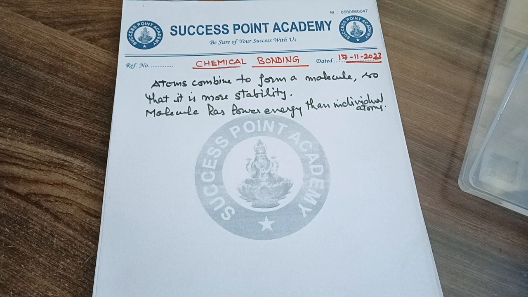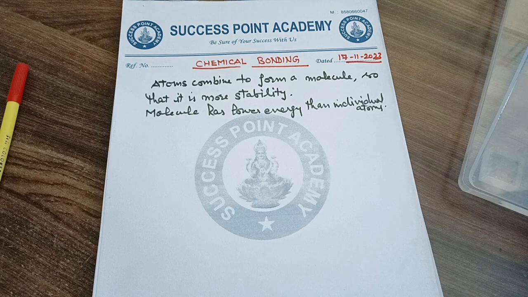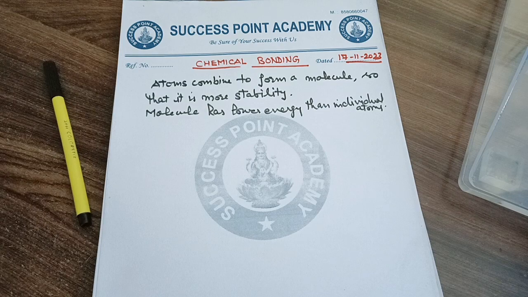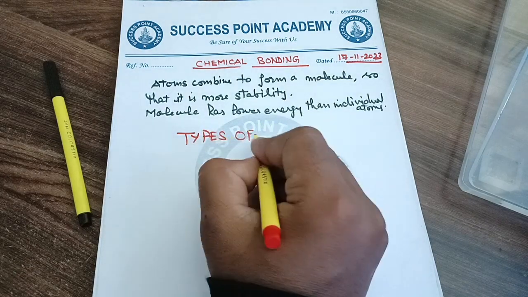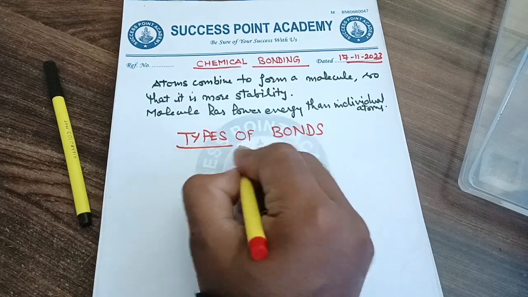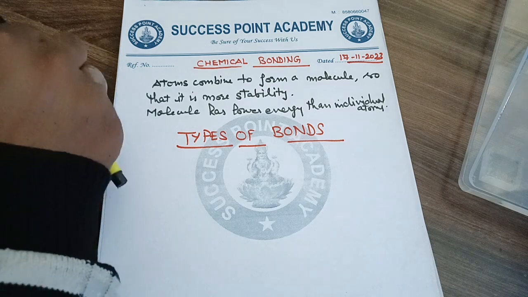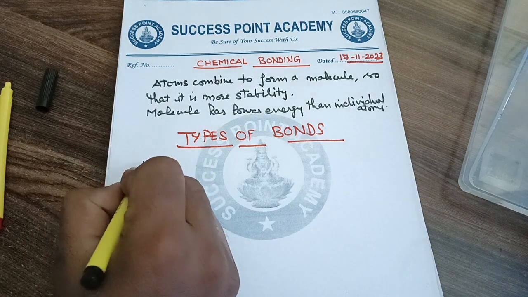So now, to become stable a bond is formed, and when two atoms unite they form a linking between them that is called a chemical bond. So we have different types of bonds which will be discussed here now in my class. So students, what we will do here is first of all try to understand what various types of bond there are.